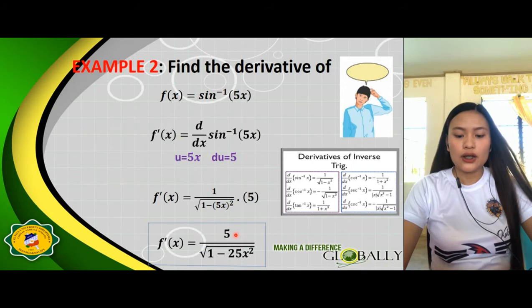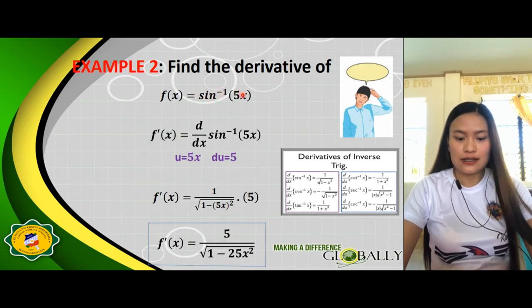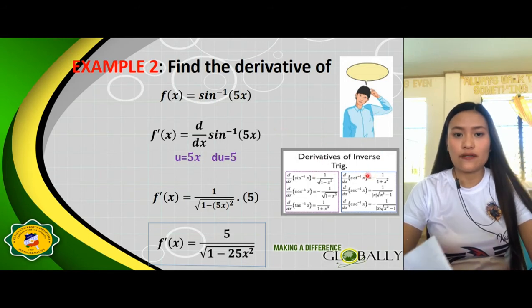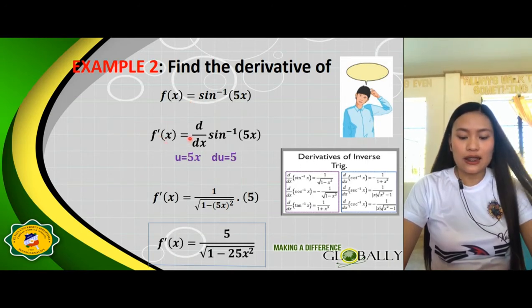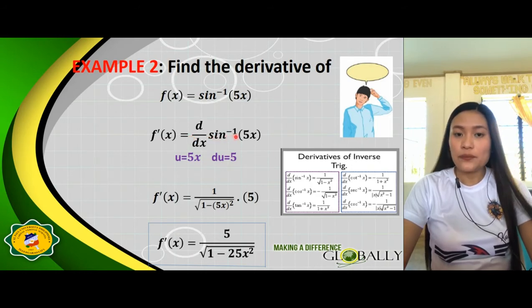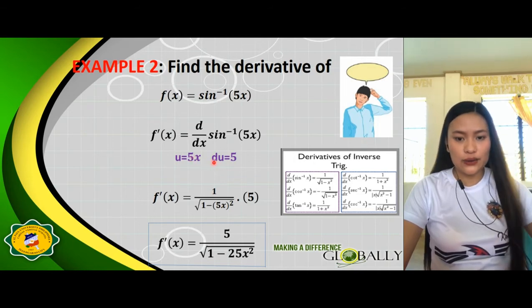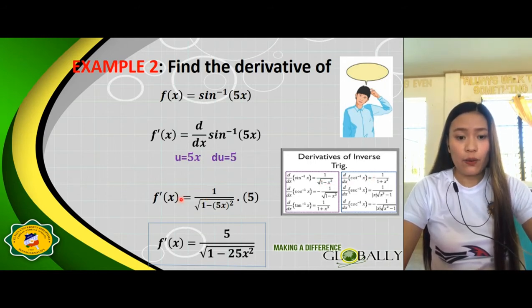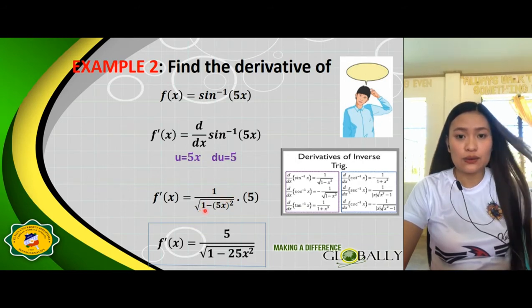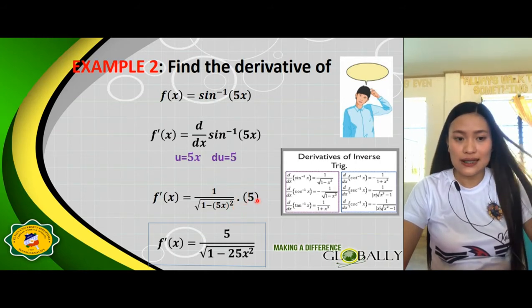Let's have another example. We need to find the derivative of f of x equals sine inverse 5x. So we're going to use the set of formulas for the derivative of inverse trigonometric functions again. F prime of x is equal to the derivative of sine inverse 5x with respect to x. So u of sine inverse is 5x and du will be 5. So to use the formula for the derivative of sine inverse x, we have 1 over the square root of 1 minus u squared, where u is 5x, times the derivative of u, which is 5.